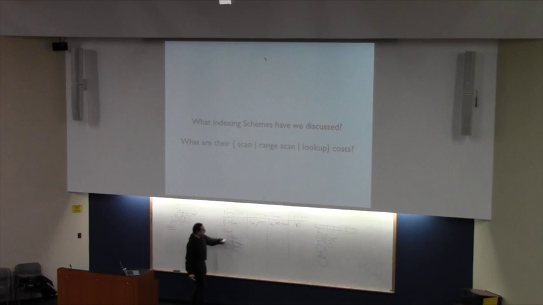All right, so for a hash index, if I'm just doing a basic hash index with overflow pages, what would my lookup cost be for a specific value? O of 1, plus the number of overflow pages, in the worst case. Yes. What about a range scan? Not possible?